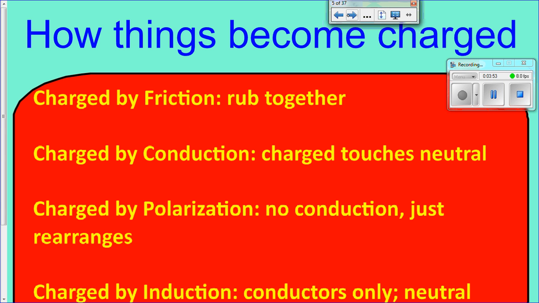The main focus of this video is we're going to talk about how do things become charged. Since electrostatics is all about charges, we're going to talk about what those 4 methods are. So there's 4 ways that items can become charged, and that's as follows.